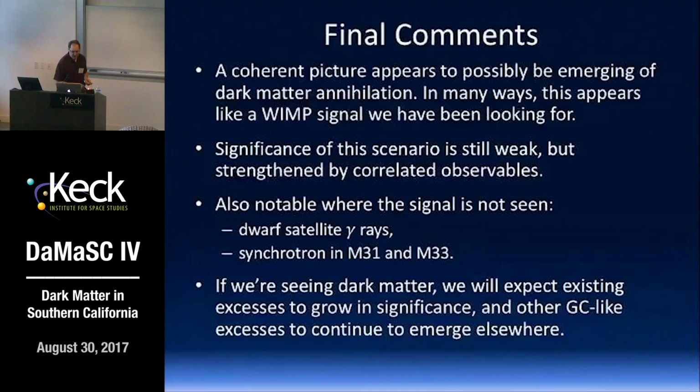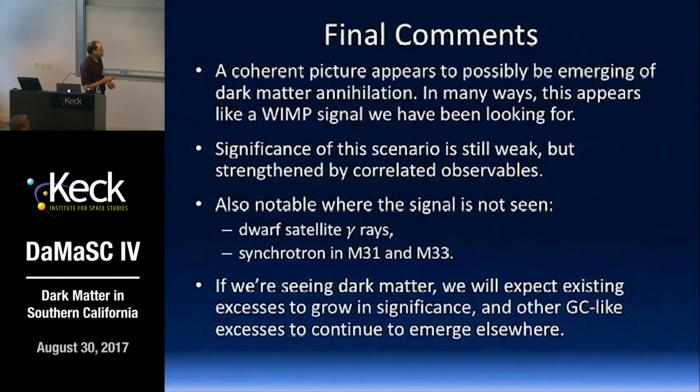And so it really appears like there can be a coherent picture emerging here with this GeV excess from the Galactic Center. It looks like dark matter annihilation. In many ways, this appears like a WIMP signal that we've been looking for. The significance of the scenario, of course, is still very weak. There are lots of uncertainties and foregrounds and propagation and all those things. There's a lot of wonderful work, a lot of mysteries for young cosmic ray physicists to work out.